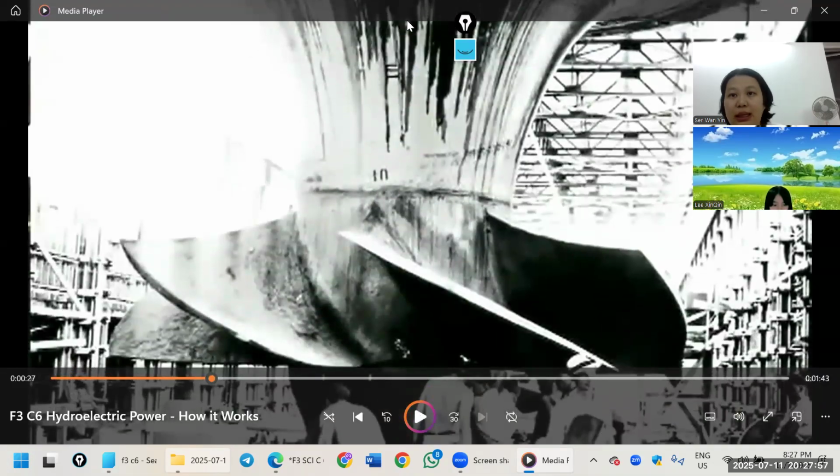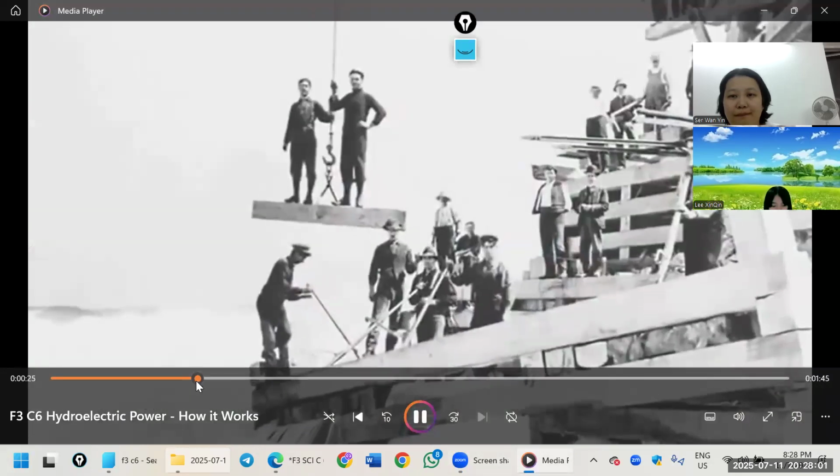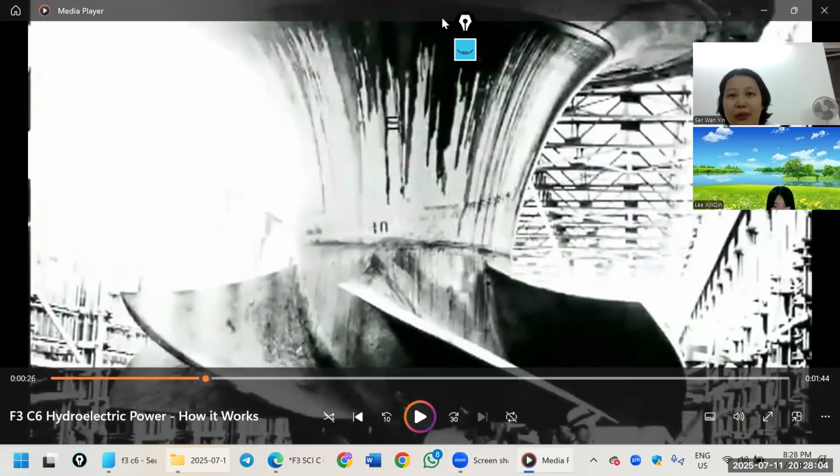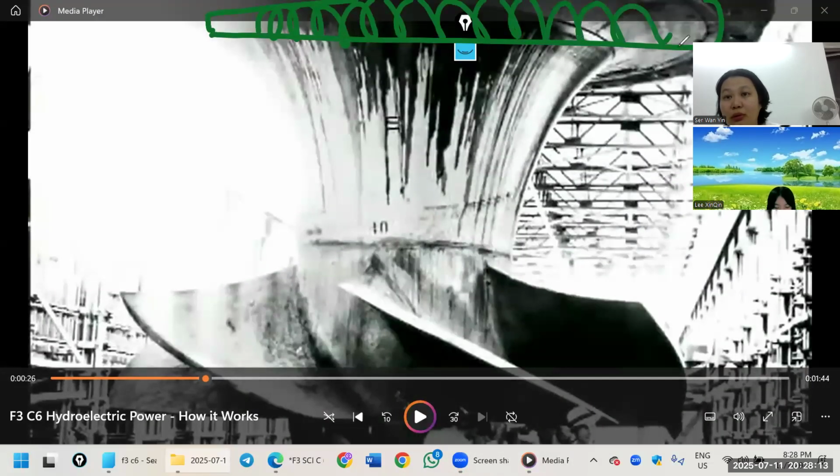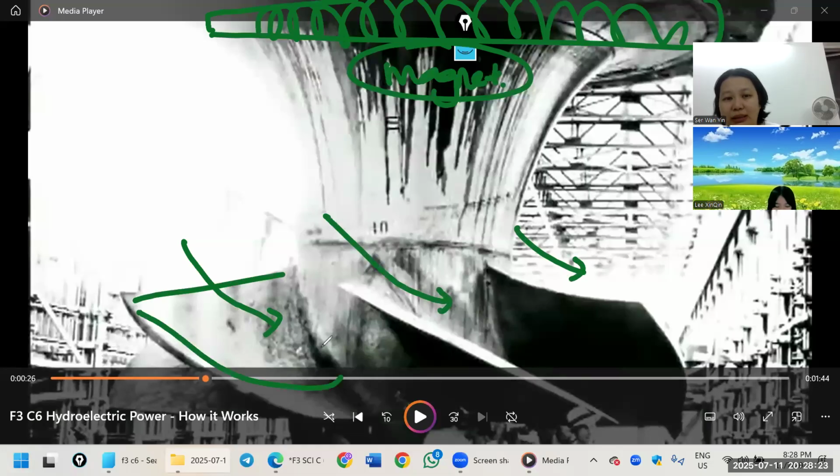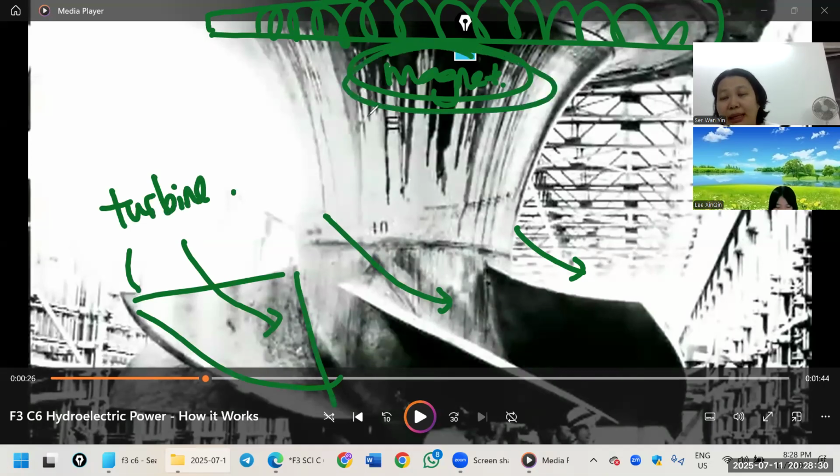You can see up here is the magnet and coil. Up here, inside got coil. They move the magnet. The center is magnet. So how do they move the magnet? They use the water to turn this thing we call turbine. Turbine normally turns the magnet.